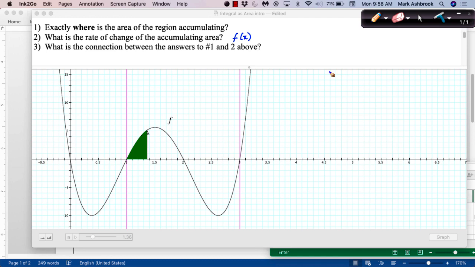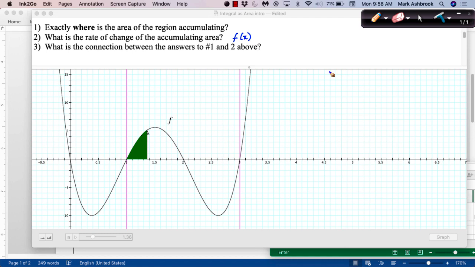Nobody? Where do you see F of X in this picture? How could you put something on this picture to denote F of X? What would you label on this picture to say this is what F of X means in the picture? Oh, somebody knows that. Yeah?